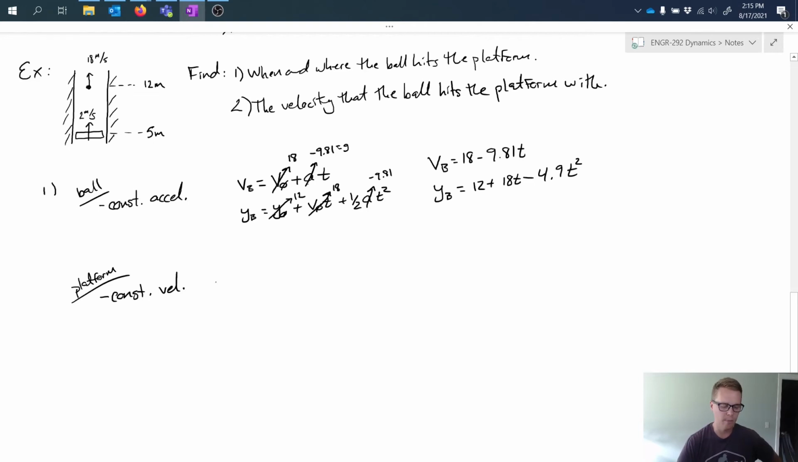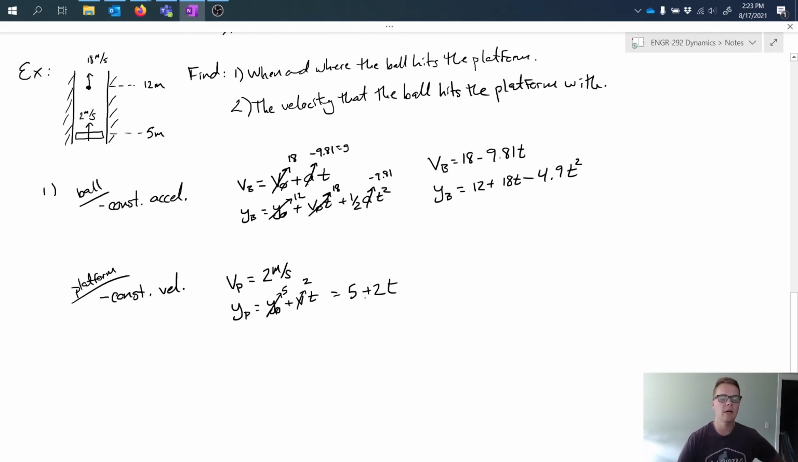Next, we'll move on to the platform. Under a constant velocity condition, well, we know what the velocity is, right? v sub p for platform equals 2 meters per second. And y_p is equal to y naught plus vt. In this case, again, I can plug in what I know. I know that my initial position is 5 and my velocity is 2. So this gives me 5 plus 2t.